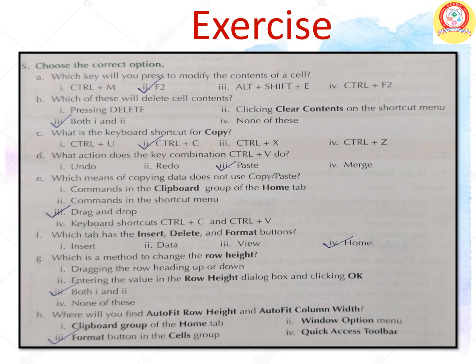Now let's move to H1. Where will you find auto fit row height and auto fit column width? 1 clipboard group of the home tab, 2 window option menu, 3 format button in the cell group, or fourth quick access toolbar. So it's children third one, format button in the cell group. So just click on the third option, format button in the cell group. Where will you find auto fit row height and auto fit column width? Okay children.